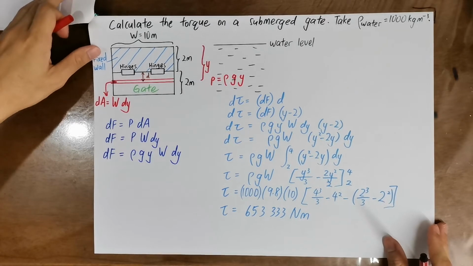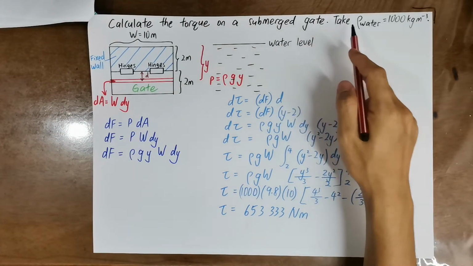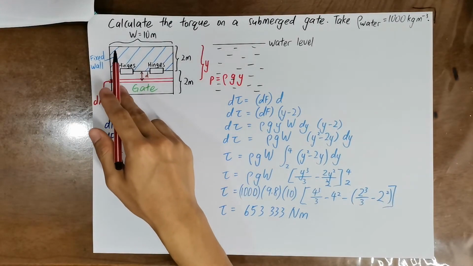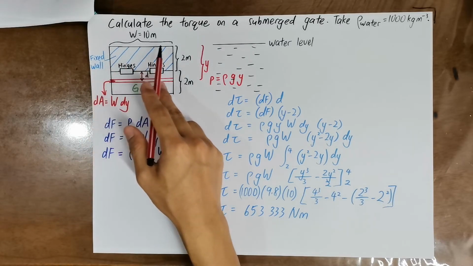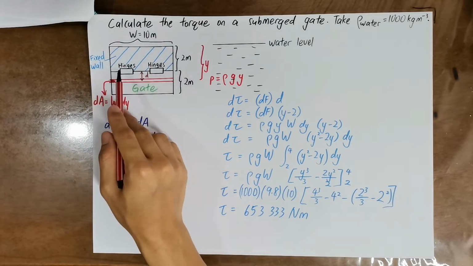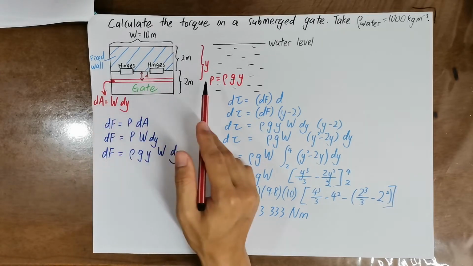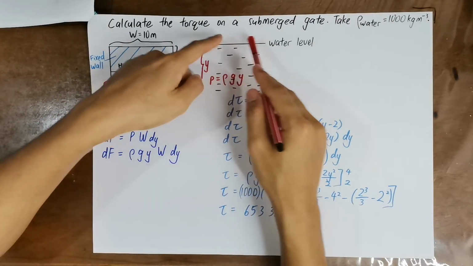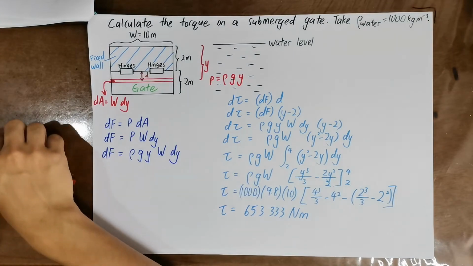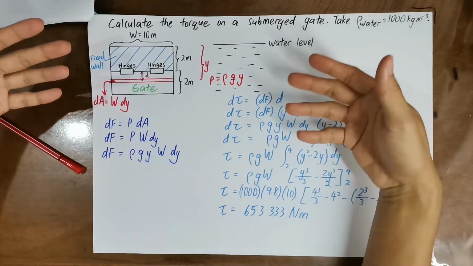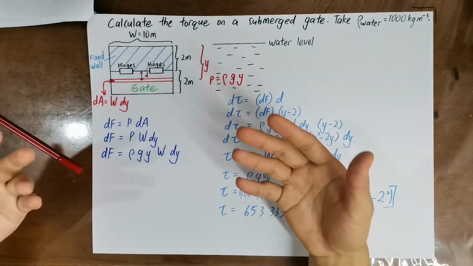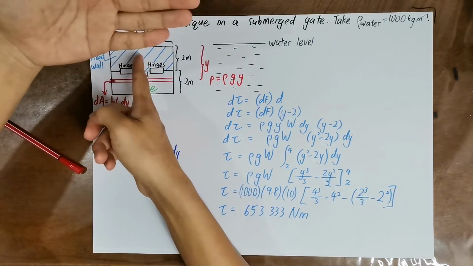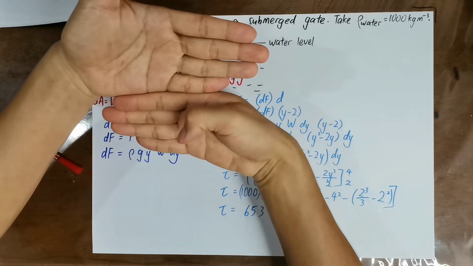Please calculate the torque on a submerged gate. Take the density of water to be 1000 kg per meter cube. You see, this is a fixed wall, and this is your gate, and these two are hinges. The whole thing is submerged in the water. When there is water here, the pressure force will act onto the gate and also onto the fixed wall. However, the wall is fixed, but the gate will be pushed open like this.